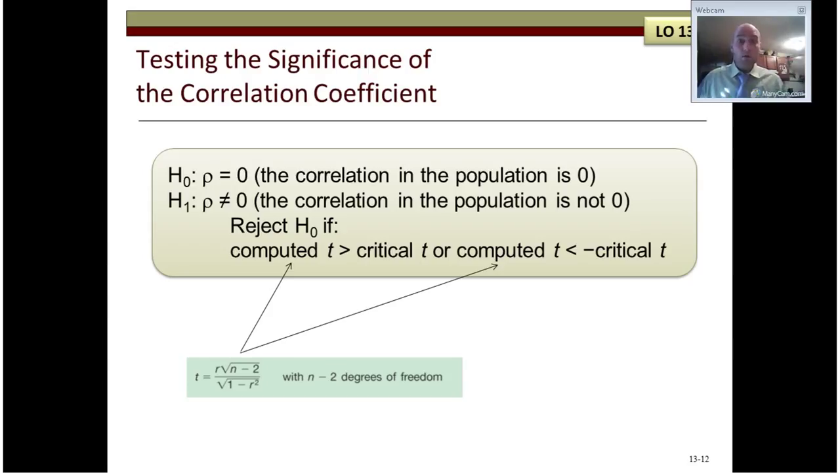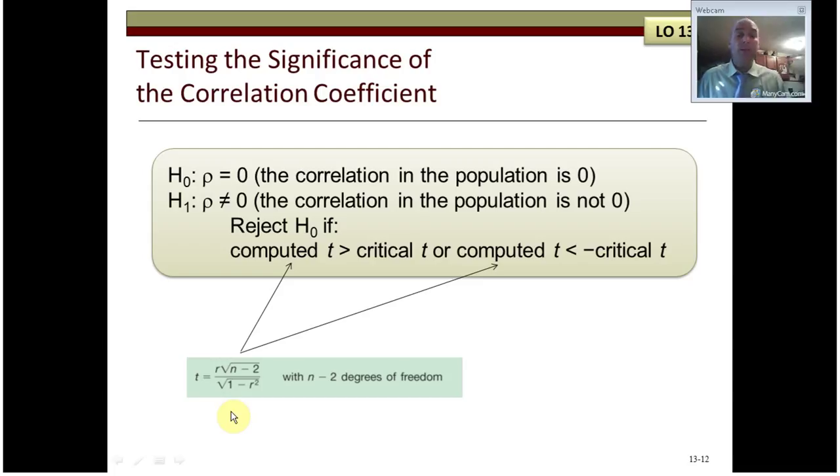One other thing to note, to this point, I've always said that your test statistic, whether it's a z or a t, is sampling error divided by standard error. That formula down there for t, no different. It's still sampling error over standard error. But in this case, the sampling error, which is the statistic minus the parameter, minus rho, always has rho equal to 0, which is why you don't see it in the formula down here.